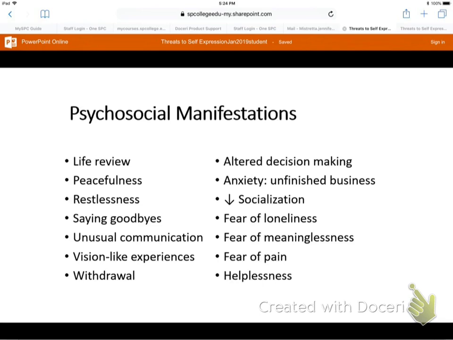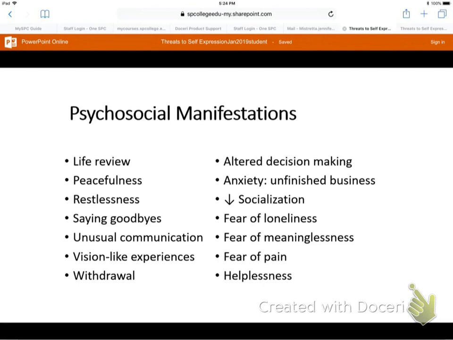Vision-like experiences, so maybe they start talking to people who died years ago. That's a big one, right? And that might not necessarily be the very end of life. That could be the last few months. Suddenly they're having these hallucinations of their sister who died when they were 12, and they're talking to her and they're telling you what she's saying.